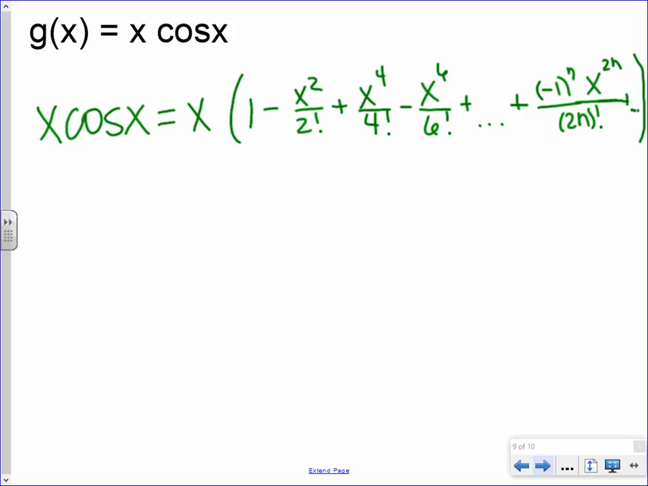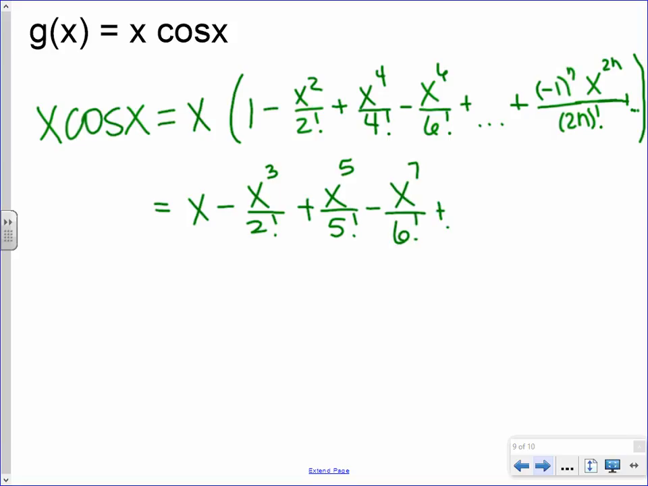And just using algebra rules, we're going to distribute that x to every single term. So if we distribute into those first 4 terms, we get x minus x cubed over 2 factorial plus x to the 5th over 5 factorial minus x to the 7th over 6 factorial. And you can either look at that pattern and figure it out, or you can use simple algebra to say x times x to the 2n is simply adding those powers together to be x to the 2n plus 1.